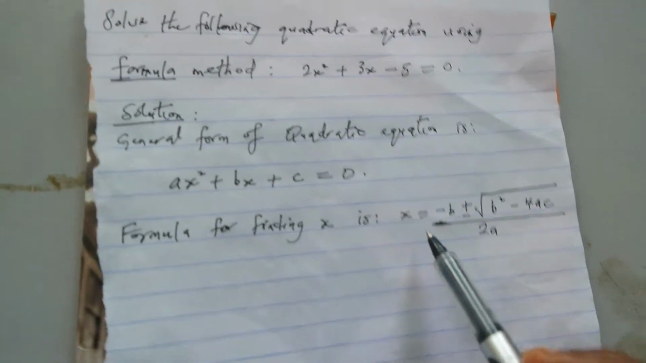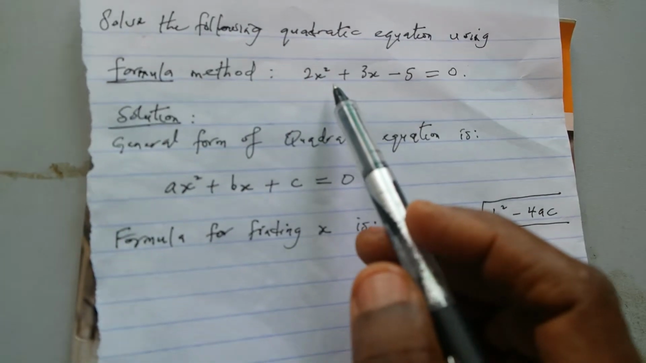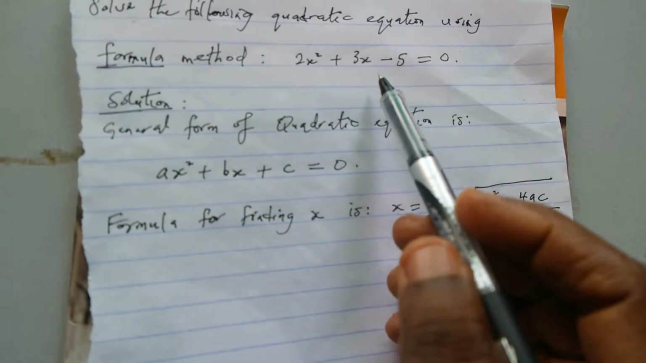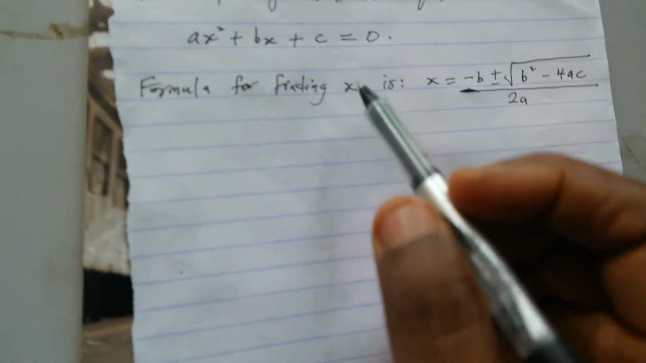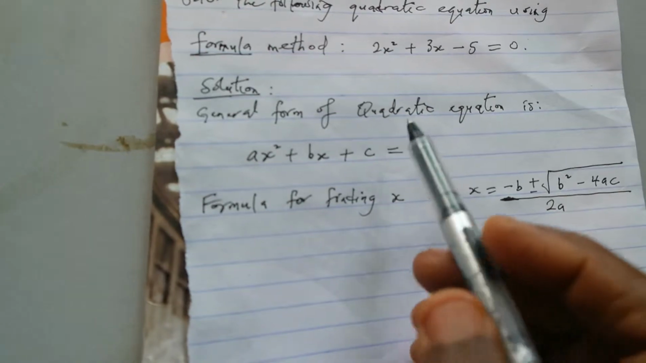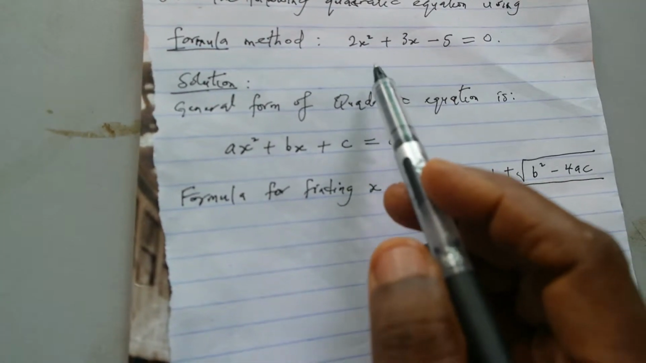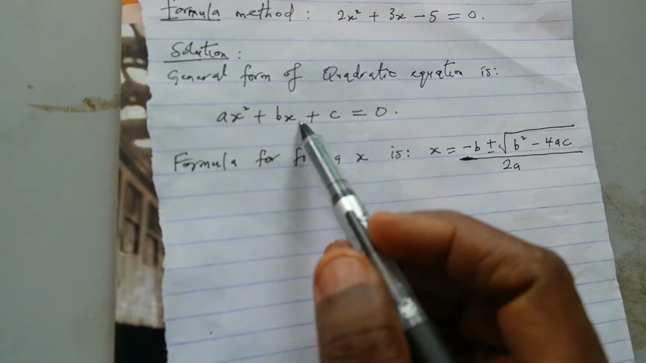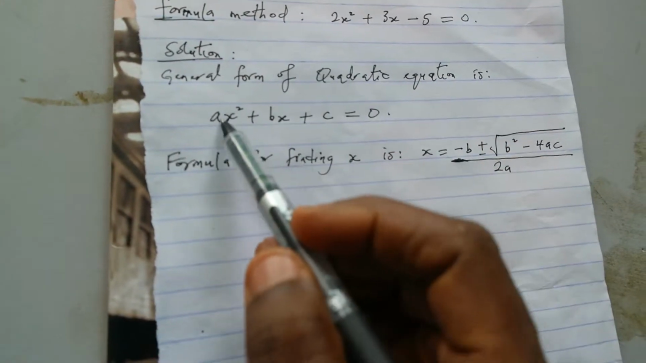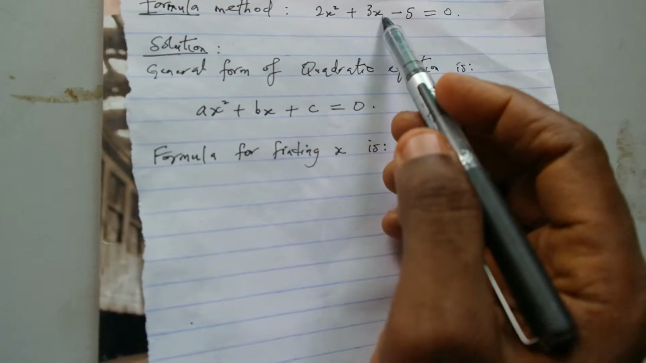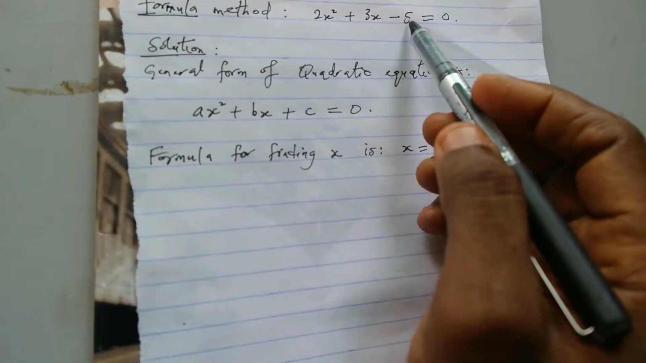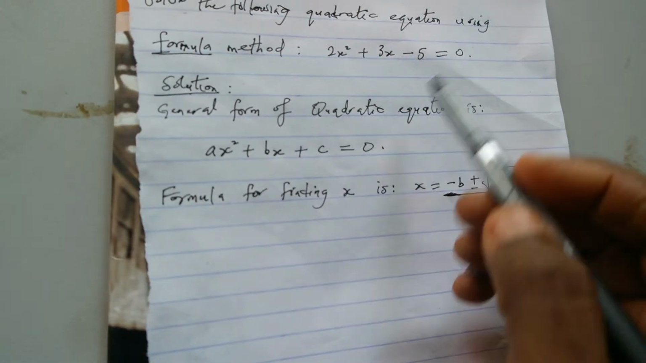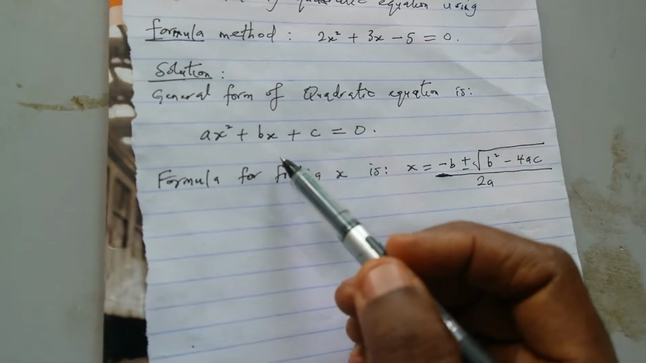Now, how do we solve this given quadratic equation using formula method? When you compare the given quadratic equation with the general form, we have 2x squared here, we have ax squared. We have 3x here, we have bx. And we have minus 5 here, we have c. And of course, on the right hand side, we have 0. So you need to compare the coefficients.